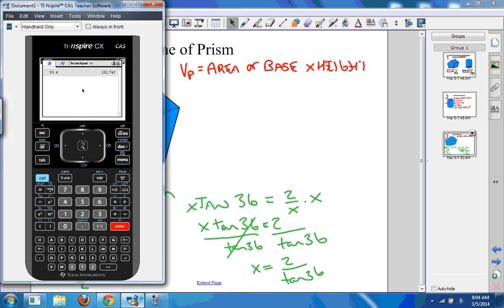Let's get the calculator out. We have 2 divided by trig. Tangent. Oh, did something weird here. Let's try this again. 2 divided by the tangent of 36. That looks good. And we want the answer. So we got 0.26, we'll say. All right.